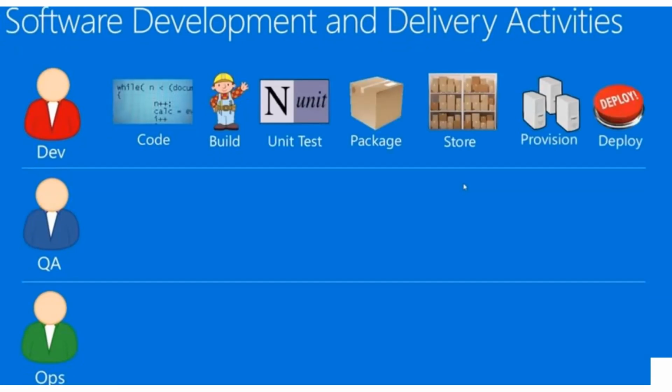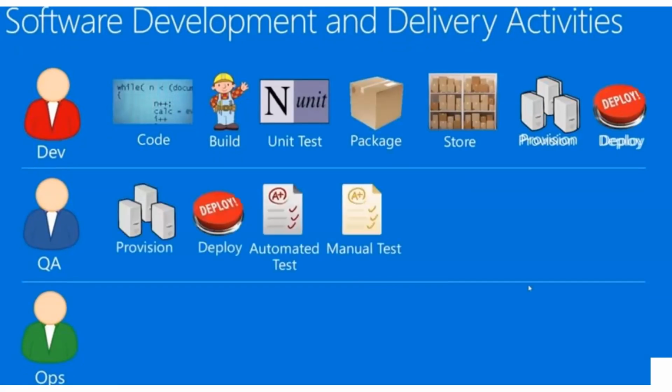So the developer may help or assist throughout these phases. Here comes QA. QA is the testing team. They take the provisioned code, they are testing it. They're deploying it, they're testing it, performing some manual tests, some automated tests.